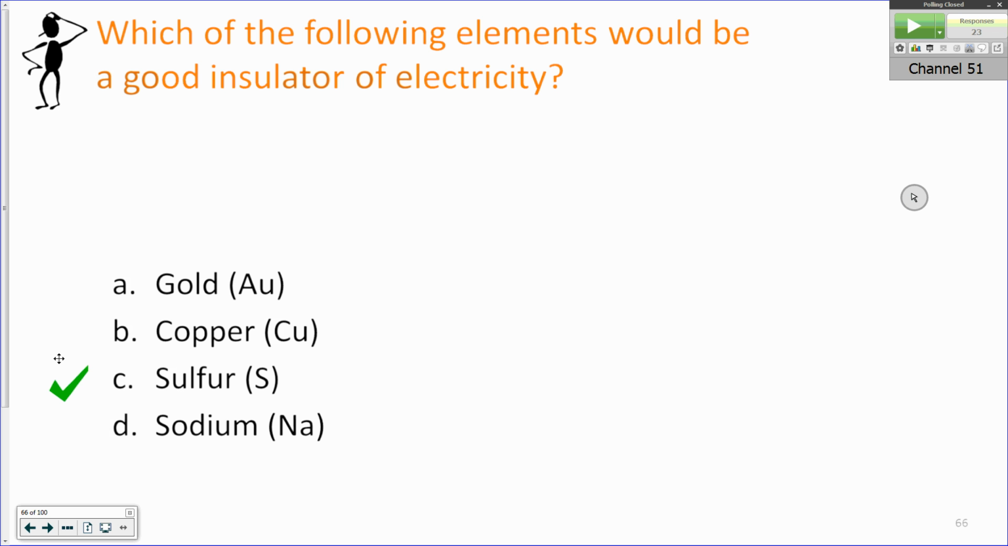It's a nonmetal. And the things that are nonmetals, they're poor conductors. That makes them a good insulator. What do all the other ones have in common? Gold, copper, and sodium. They're all metals. So if I look at those positions in the periodic table, gold's Au, copper, Cu, and sodium's our other one, Na. All of those are over here in the metals.